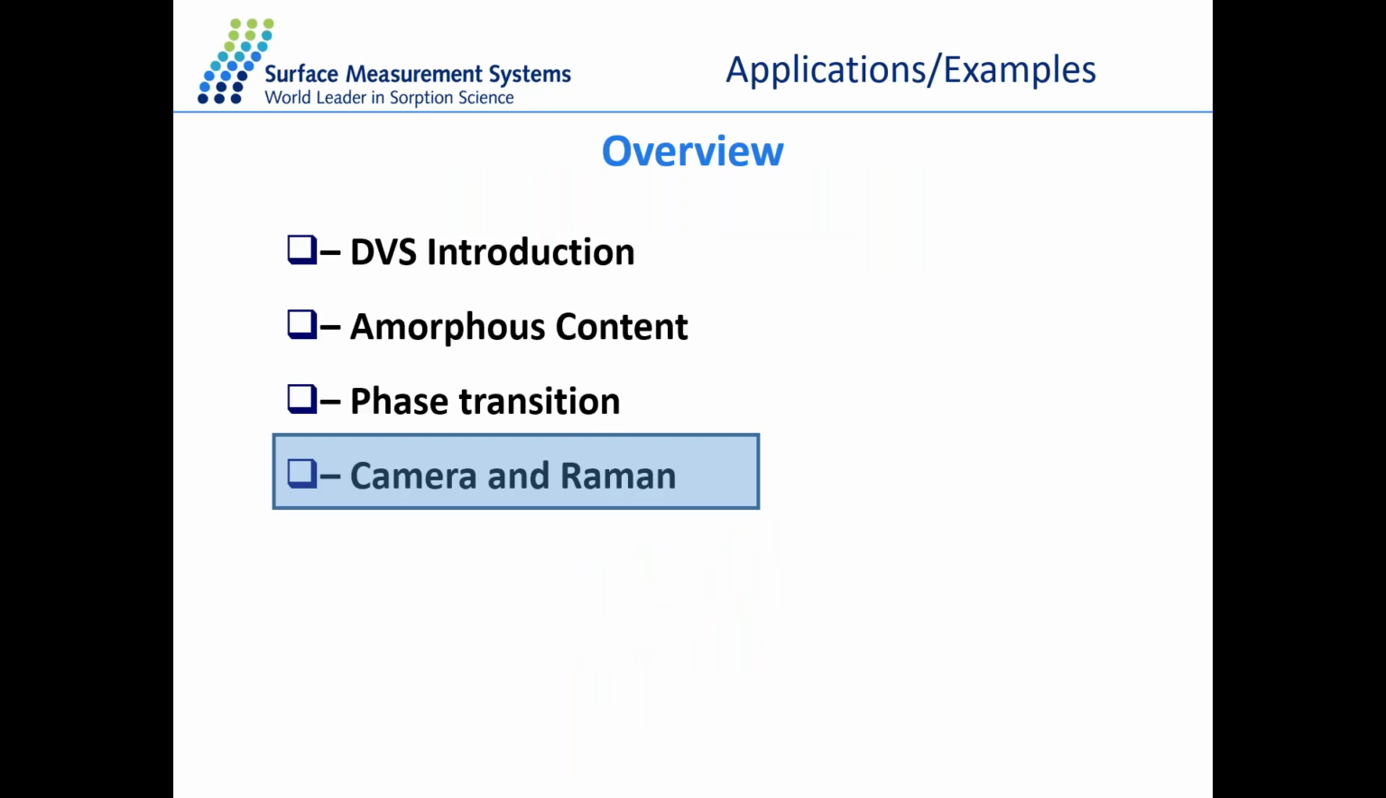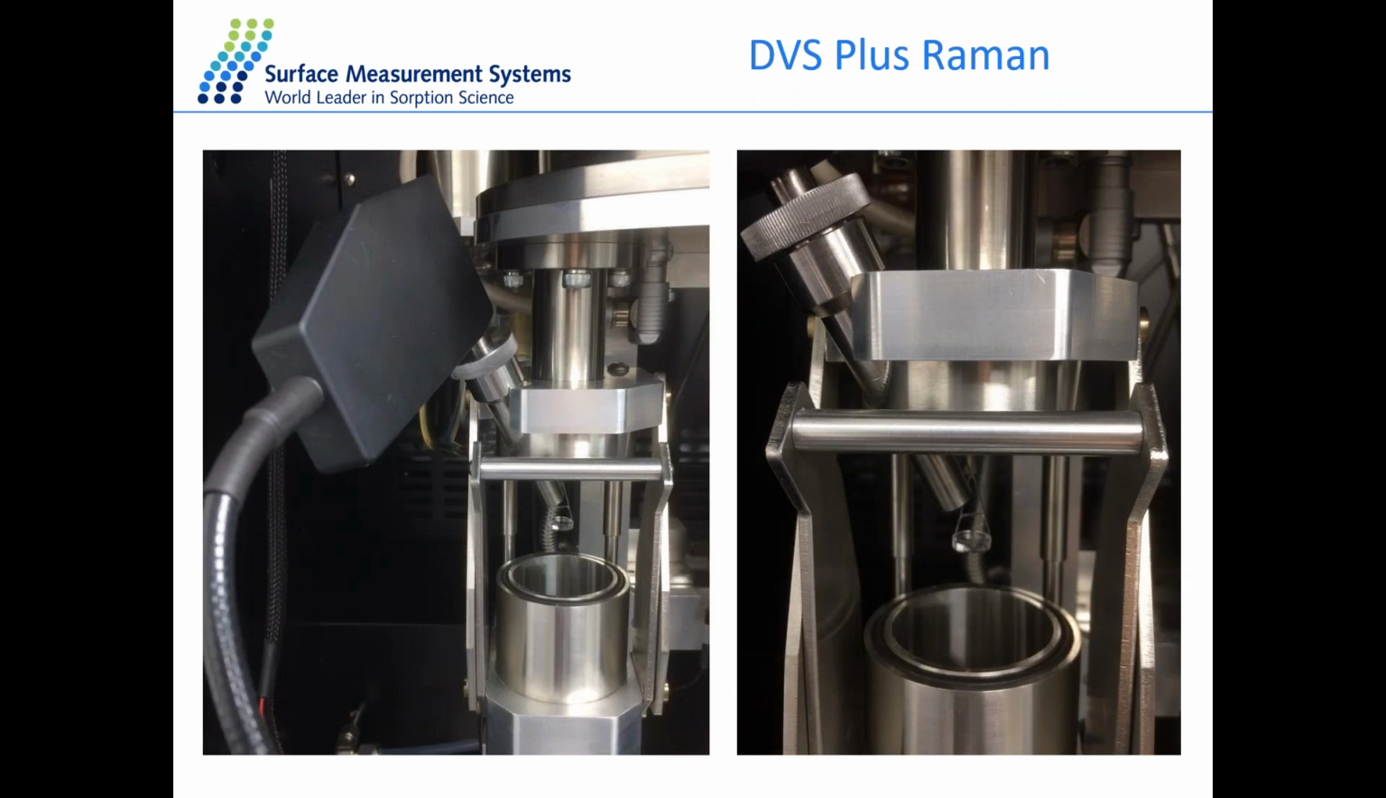So the last example that I have for you is an accessory application, specifically camera and Raman. So how do we run an in situ experiment with camera and Raman? Here we have the DVS chamber, the sample chamber. Here we have a glass pan that we're using to run this experiment.